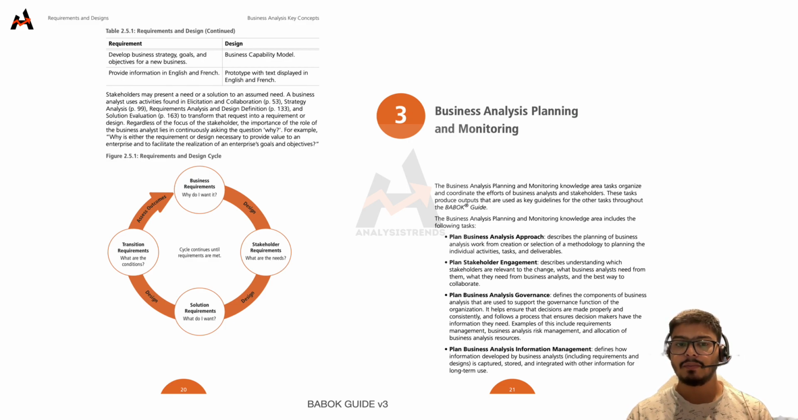Provide information in English and French. This is a simple requirement. How do you do that? We define a prototype. Prototype in a sense, the text need to be displayed in English and need to be displayed in French. So we can give an options there to choose between the languages, right?